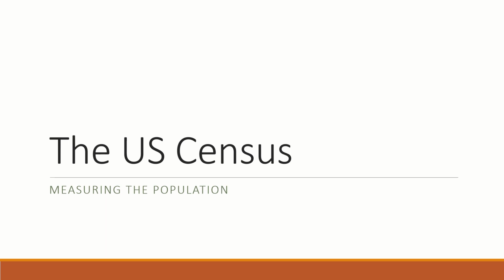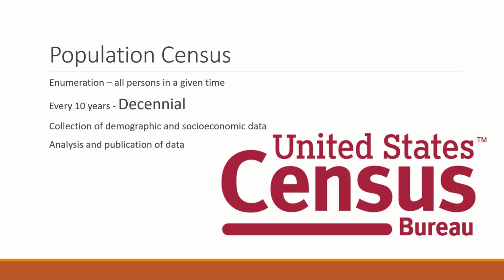Let's take a look at the mother of all data acquisition institutions in the United States, the U.S. Census, which has been tasked in the Constitution since 1790 in measuring the population of the United States. So the term enumeration refers to measuring people, all persons in a given time. In this case, the census is decennial, or every 10 years, and it is made up of a collection of demographic and socioeconomic data. And then this data is analyzed and published for researchers and the general public.